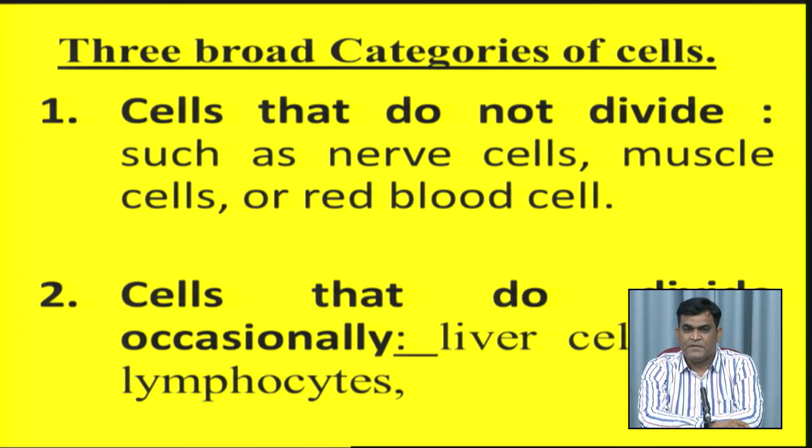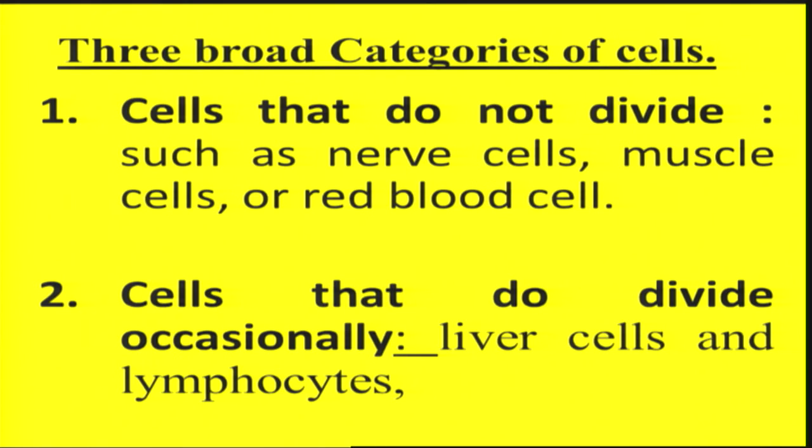Now we also have to keep in mind that from the division point of view, cells are categorized into three. Cells which normally do not divide, for example, nerve cells, muscle cells, or RBCs. Now, they would not give any hint, they will just ask, nerve cells are normally found in which stage of the cell cycle? Since we know that nerve cells, muscle cells, and RBCs do not divide, they normally remain in the G0 phase of the cell cycle. This fact has been asked so many times.